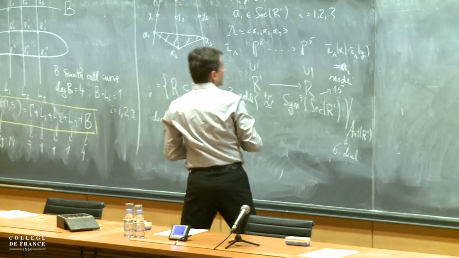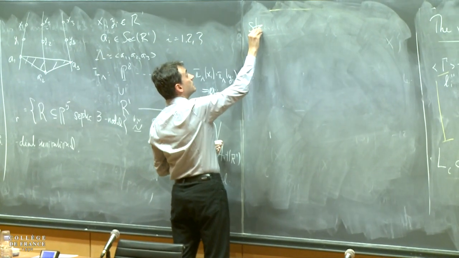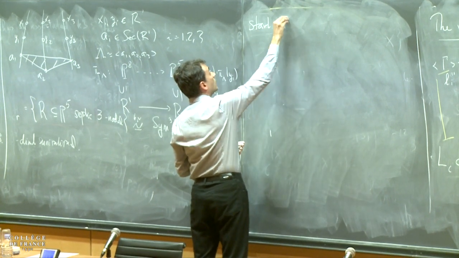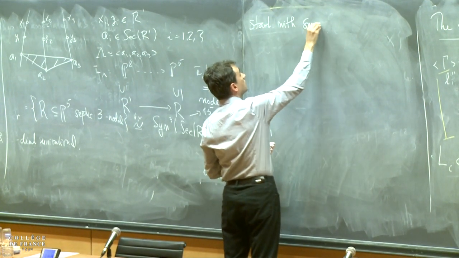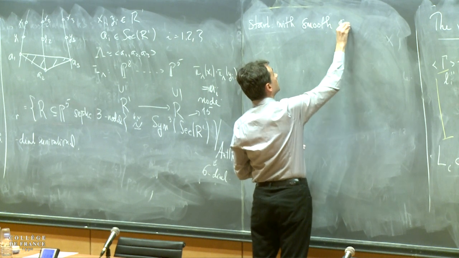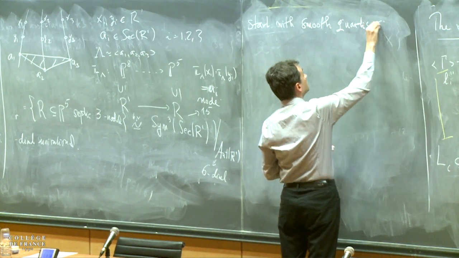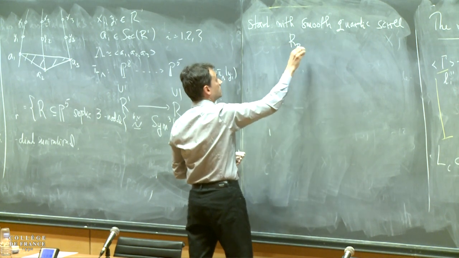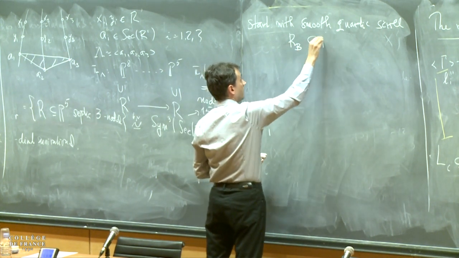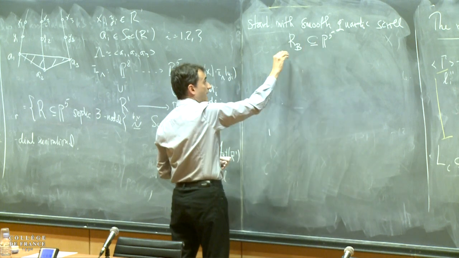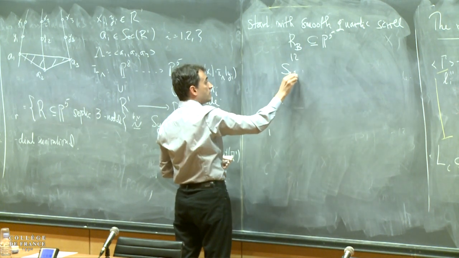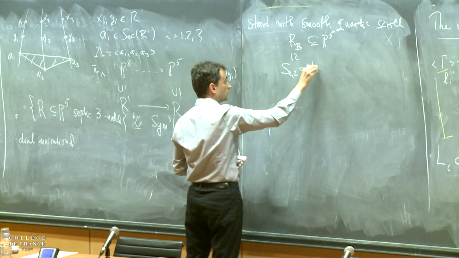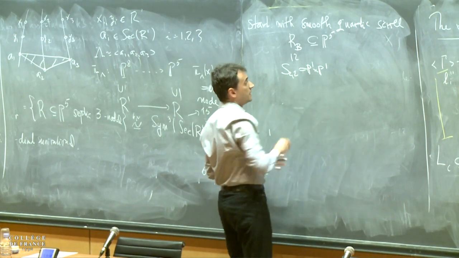So now I start with B. Start with a smooth quartic scroll RB in P5. This is actually just S22, so it's P1 cross P1 embedded by the linear system 2L plus M.